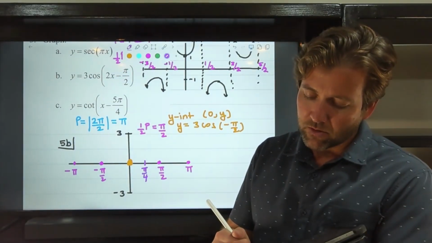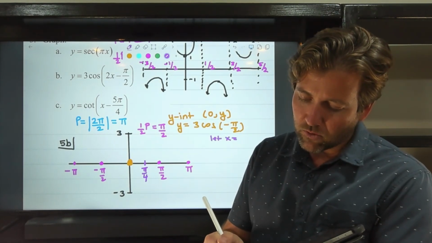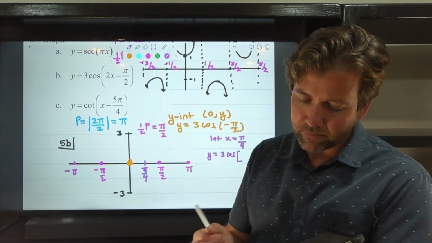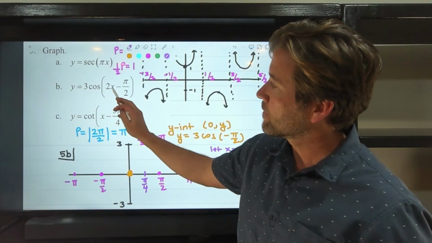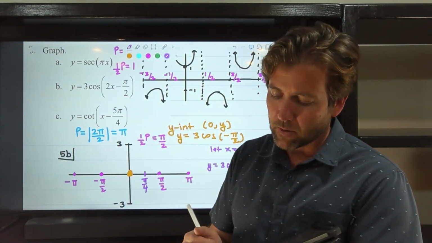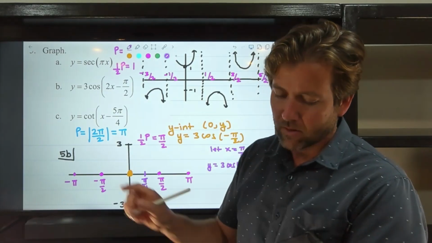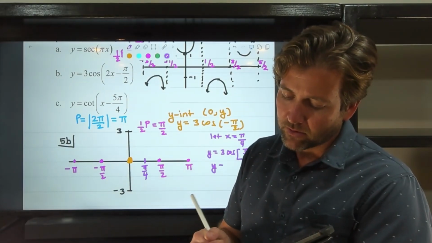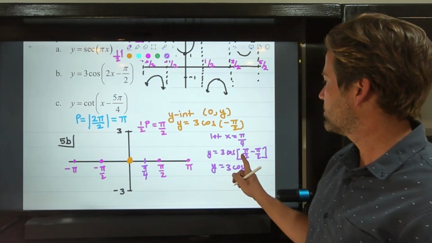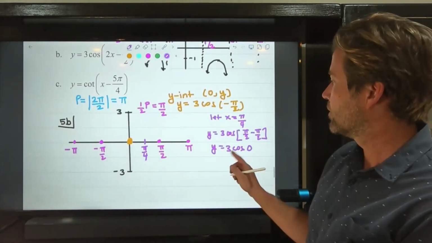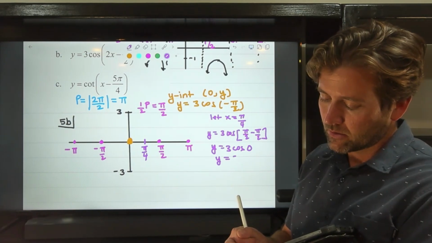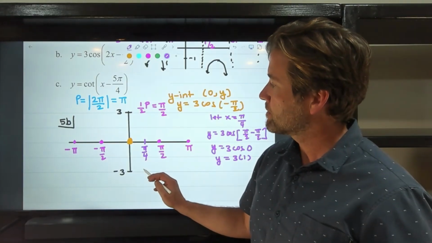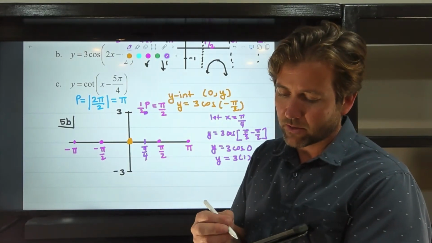So let's do that. I'm going to let x equal pi over 4. I get 3 cosine, so I plug in pi over 4 here. 2 times pi over 4 is pi over 2, minus that pi over 2. Okay, great. So pi over 2 minus pi over 2 is 0. The cosine of 0 is 1. So 3 times 1 is 3. So as expected, I was expecting either a relative min or a relative max. It's going to be a relative max right here.